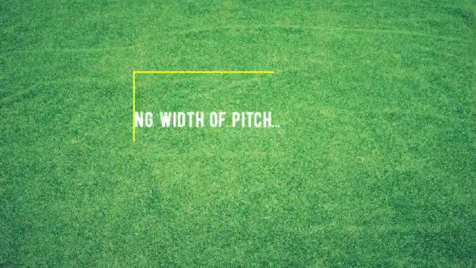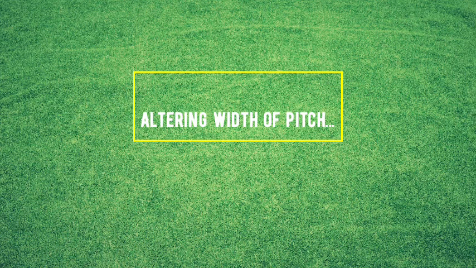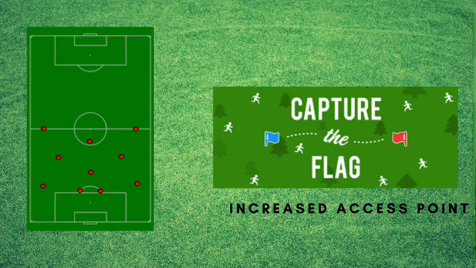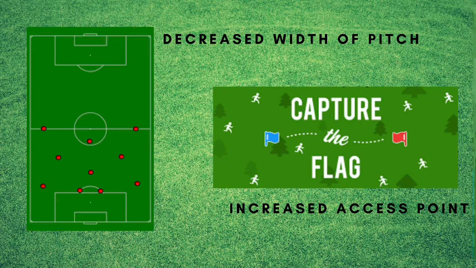Alternatively, the width of the field could be altered in this instance, either an increased access point in the game such as capture the flag to ensure multiple kings and queens to defend and capture, or the width can be decreased in a small invasion football game to increase errors as there is less space to protect the ball.